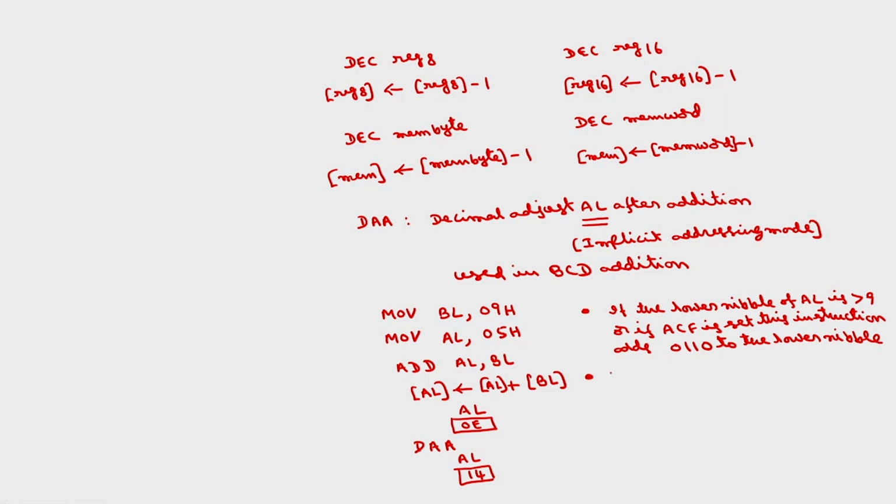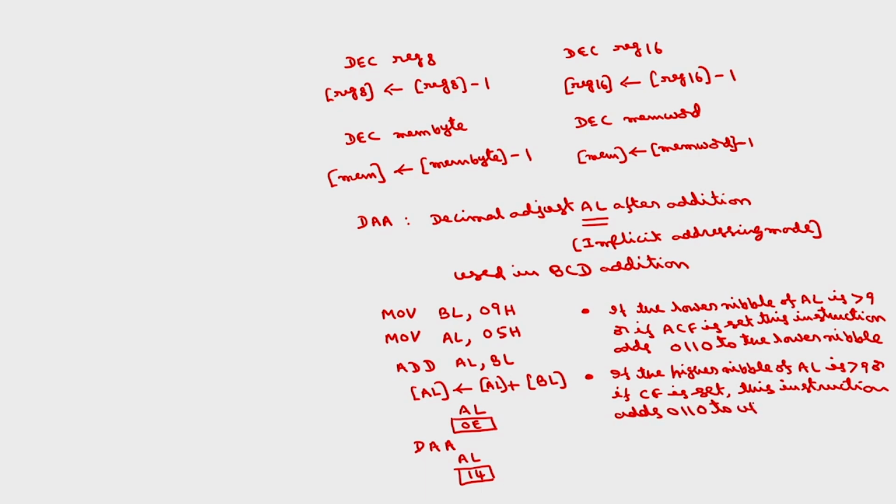And second, similarly it will check the higher nibble also. If the higher nibble of AL is greater than 9, or if the carry flag is set, this instruction adds 6 to the upper nibble.